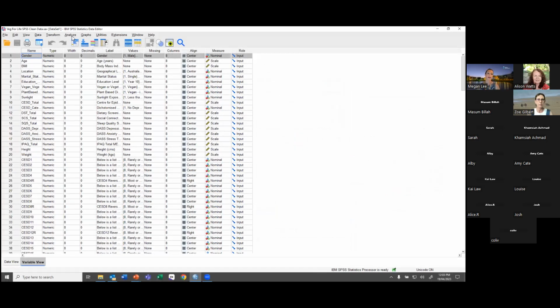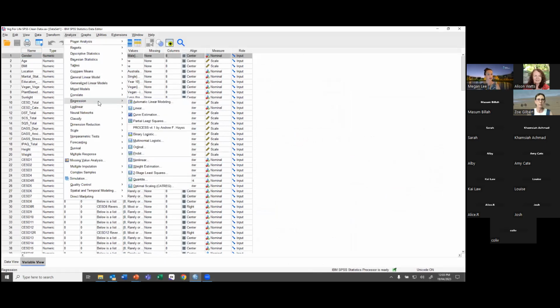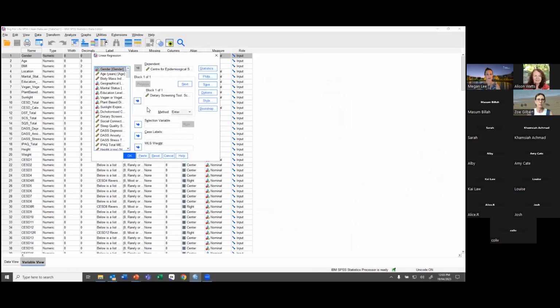So we go analyze, regression, linear, reset, because we already did that simple linear regression. We want to do a hierarchical multiple regression now. So we put the CESD depression variable into the dependent box. In our first block, we put our demographics, which were marital status, education level, and geographical location.